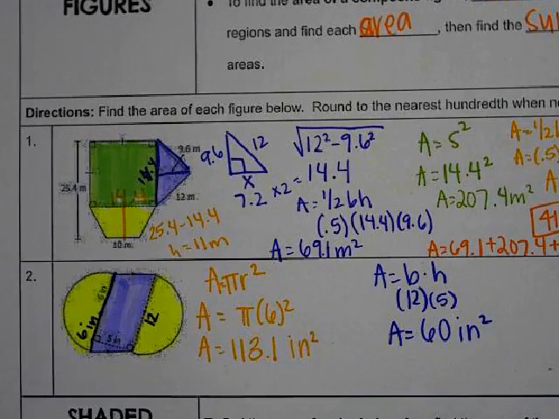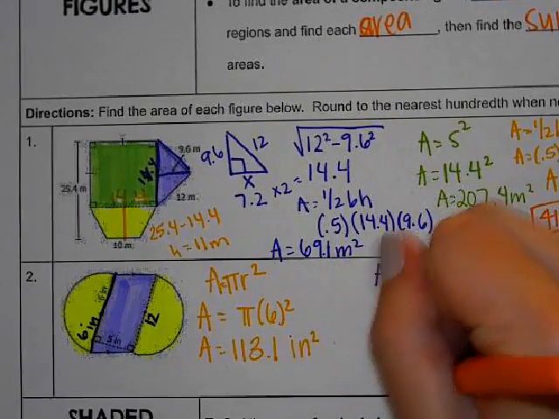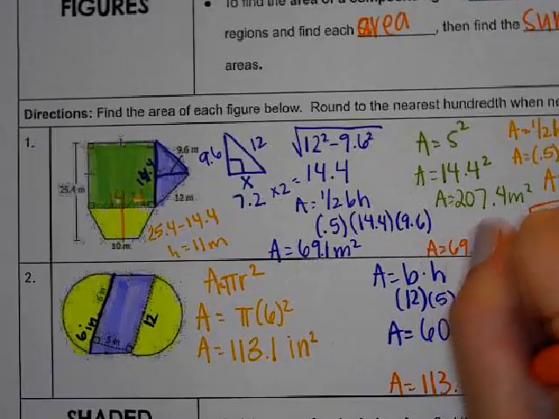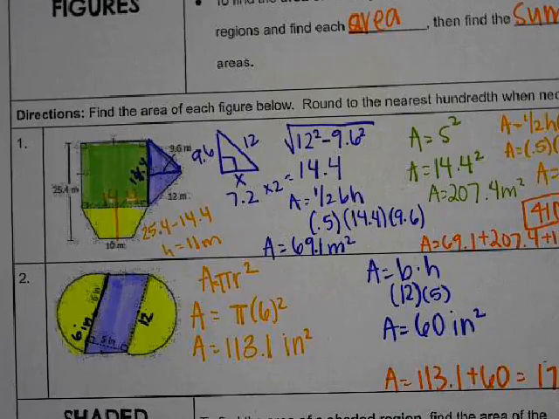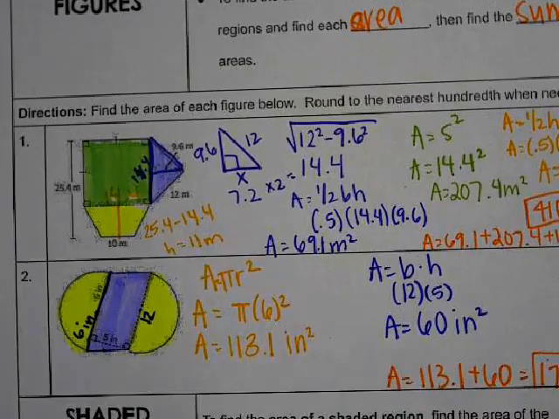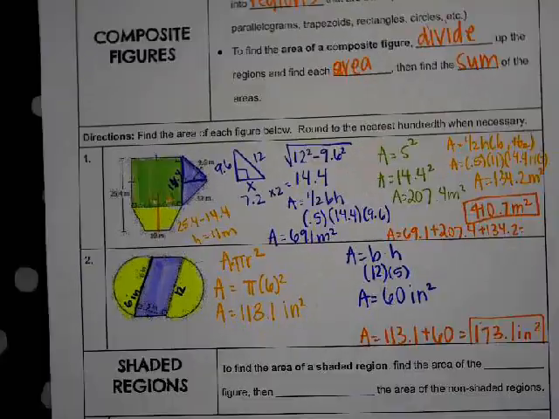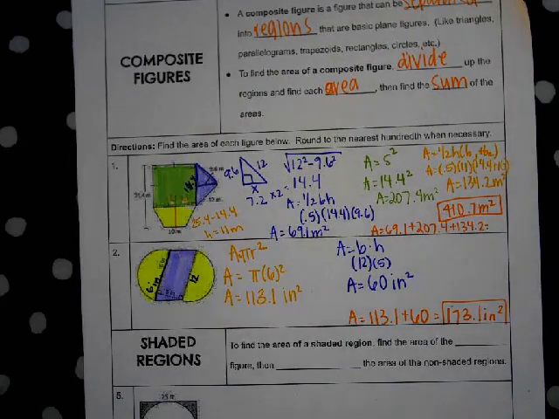Now I've got to add these together because with composite figures, you find the area and you add them together. So I've got 113.1 plus 60, which gives me 173.1 inches squared. Oh no. There we go. 171.1 inches squared.